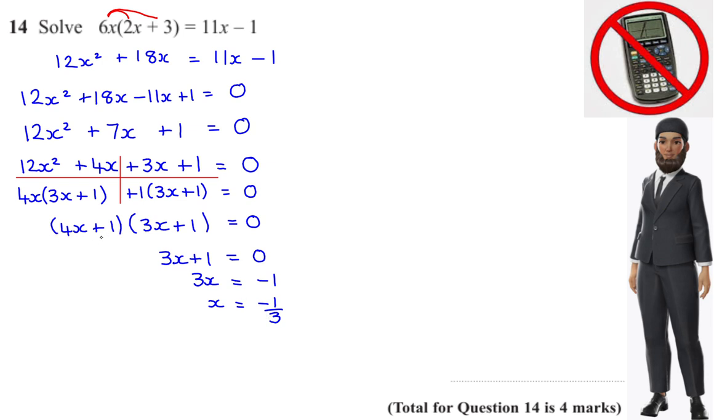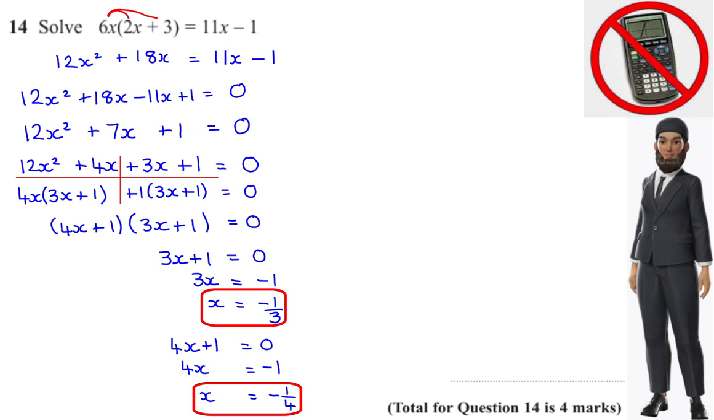Another one of our solutions, we need to equate this bracket to 0. So let's start with this, 4x plus 1 equals 0. Take away 1 from both sides. 4x works out to be minus 1, and then divide both sides by 4. x is equal to minus 1 over 4. This is our second solution. So let's highlight that then. So our two solutions then are going to be x is equal to minus 1 over 3 and x is equal to minus 1 over 4.